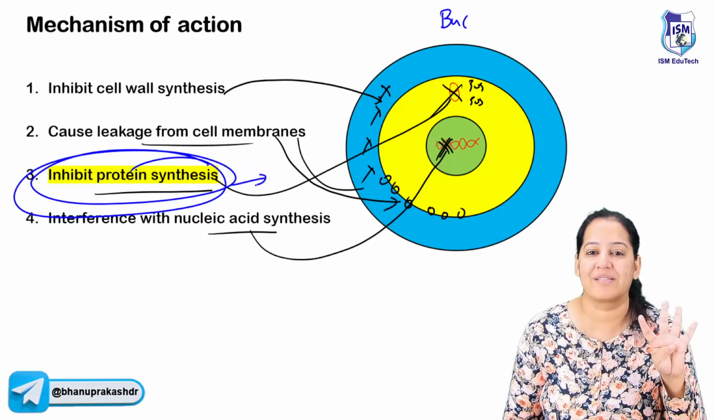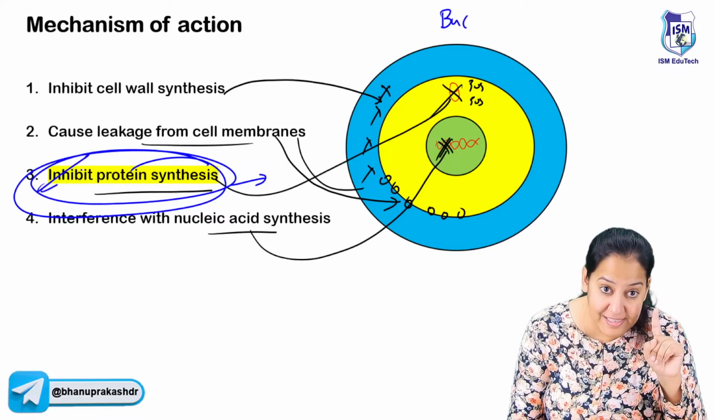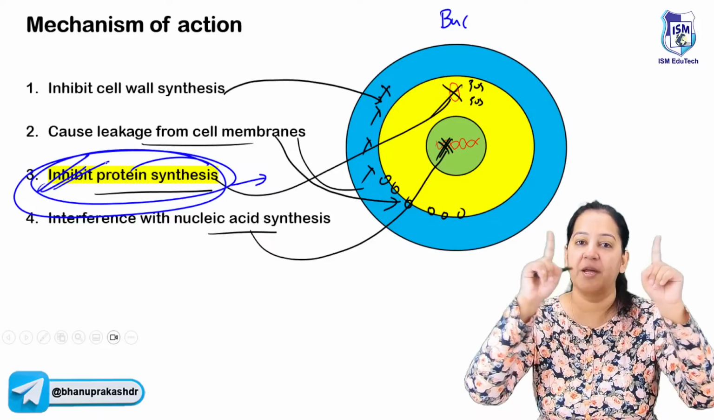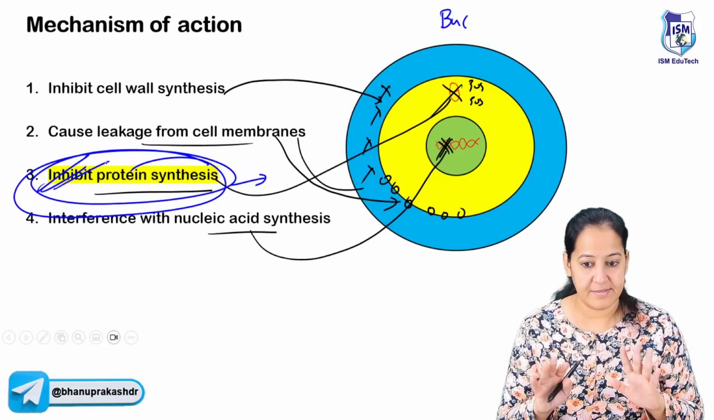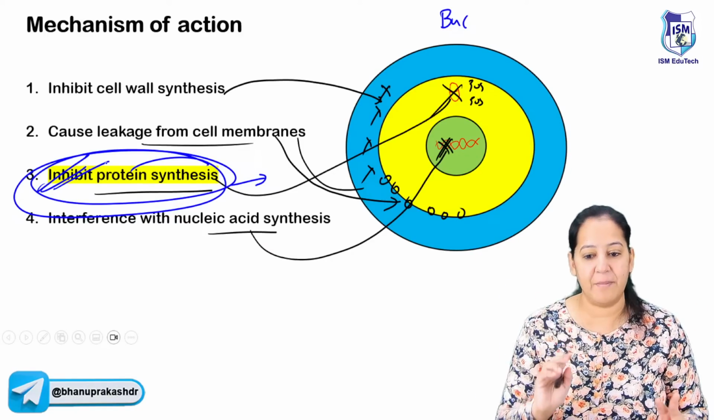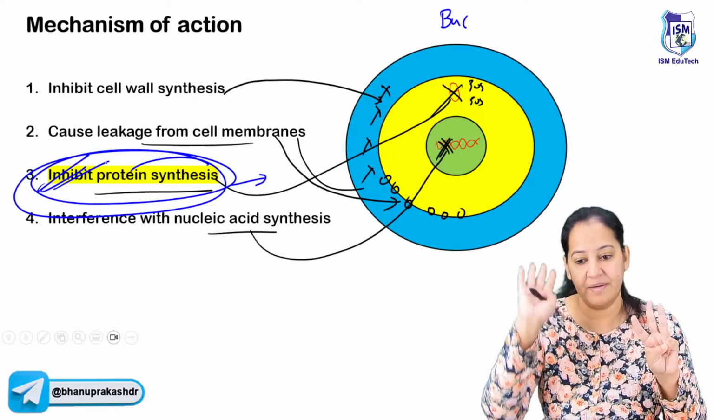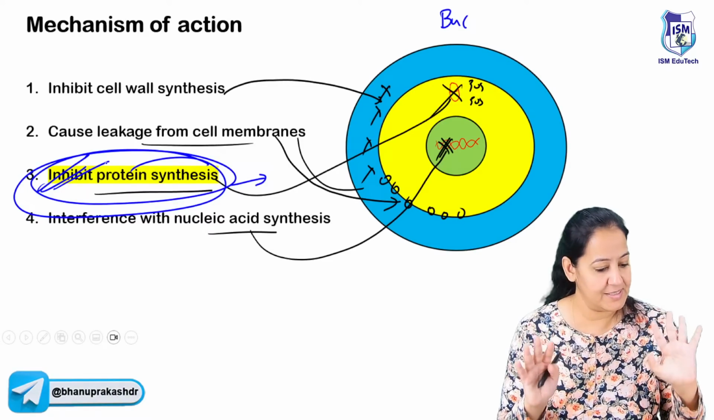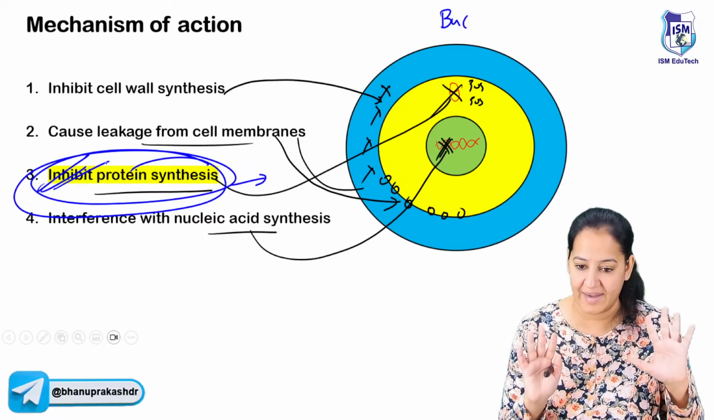So I will teach you 4 drugs here. There are 4 drugs which act by this mechanism. So what are the 4 mechanisms by which we can kill a bacteria? Inhibit the cell wall synthesis. The drugs which cause pores in the cell membrane, the second mechanism. The drugs which inhibit the ribosome, the third mechanism. And the drugs which inhibit the nucleic acid. So it is a simplified way you can understand.